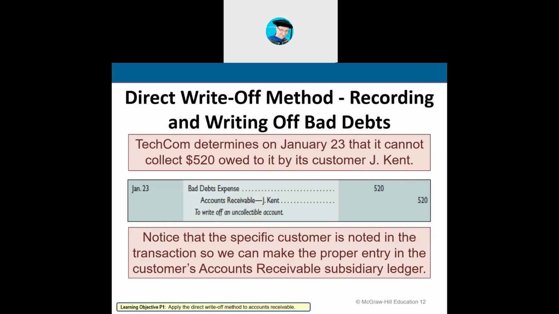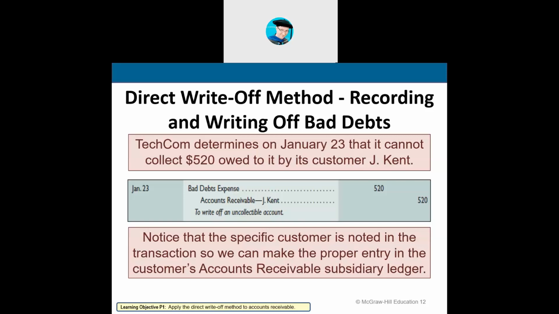Their number's disconnected. They changed their email address. They moved. There's so many reasons why businesses can't collect from their customers. Tons of reasons. But whatever the reason, we debit bad debt expense. In this case, $520. And we credit that account receivable for that customer.